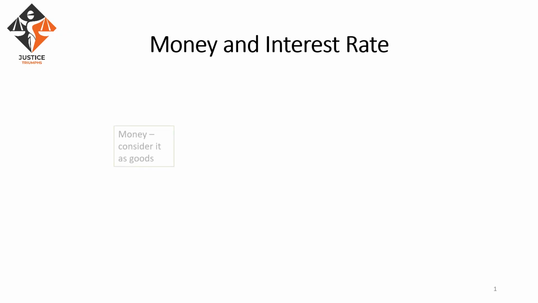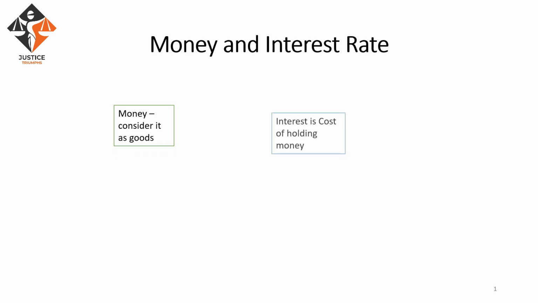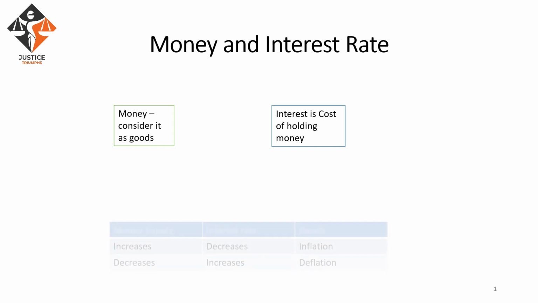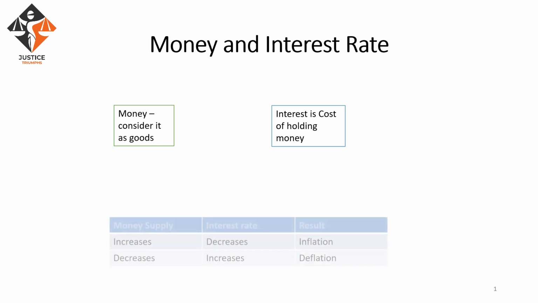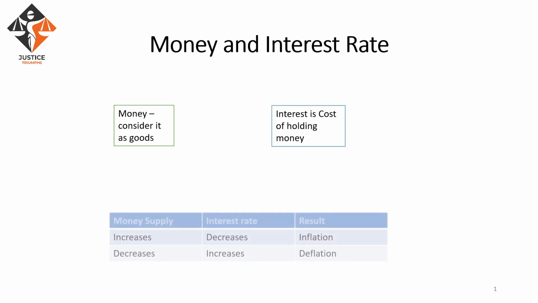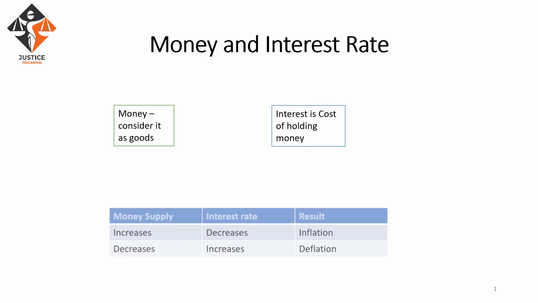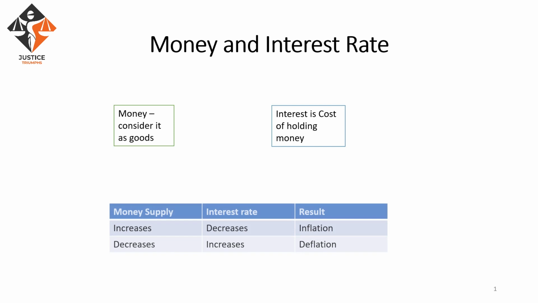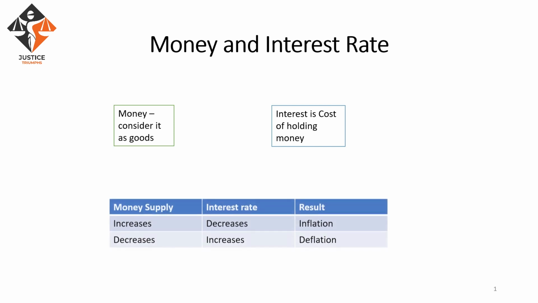Just understand this one aspect. Interest is the cost of holding money. Money in itself is a good. To hold that money, you have to pay something called interest, right? So if the money supply in the economy is high, the interest rate would be low, and vice versa. When the money supply in the economy comes down, the interest rate increases. It's a normal demand-supply issue.